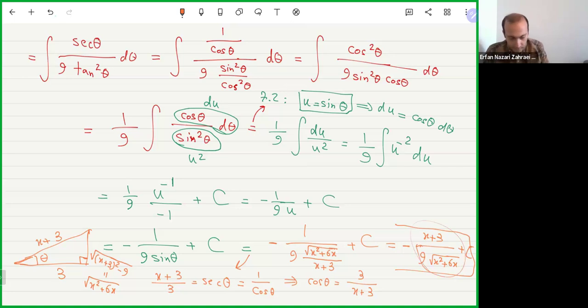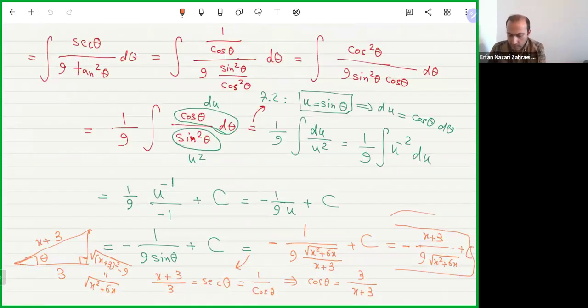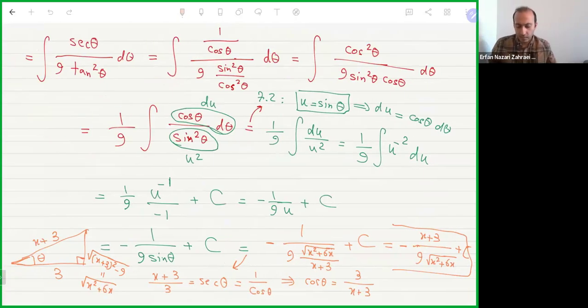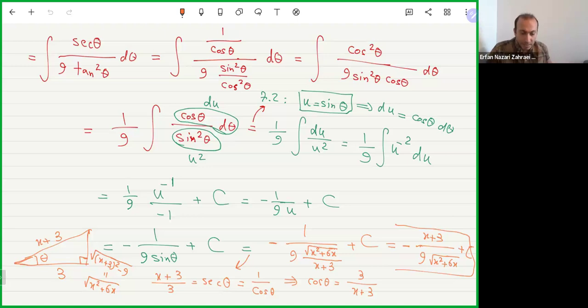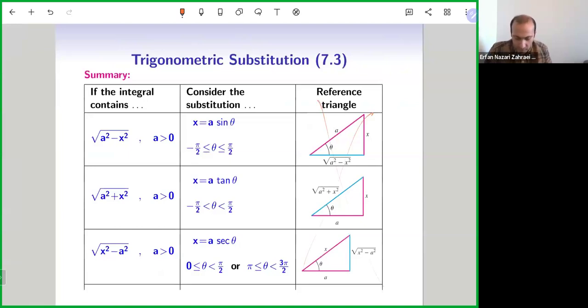Note that this is in terms of x. My original question is an integral of x, and the final answer is this. You can do it as an exercise: take the derivative of this and see that actually the derivative is this. So that's a correct antiderivative that we found. That's this section. Again, I emphasize: don't memorize reference triangles, always create them. It's unavoidable for some questions that you understand the thinking process, why we are doing this substitution.